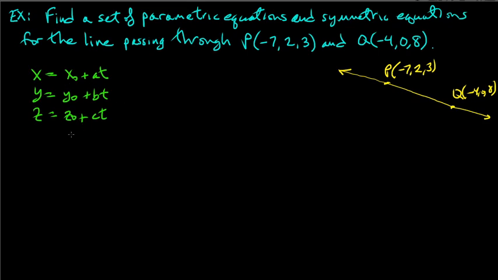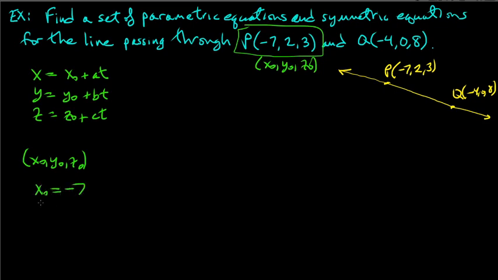So x0, y0, z0 are the coordinates of any point on the line. And look at that, we're given two points. So take your pick, either P or Q. I'm going to pick P to be my x0, y0, z0. So in this case, x0 is -7, y0 is 2, and z0 is 3. And what about a, b, and c? a, b, and c are the components of a vector pointing in the direction of the line. Well, we're not given such a vector. However, we have 2 points, and we can form the vector from one point to the other. So we have the vector from P to Q. Let's call that V.